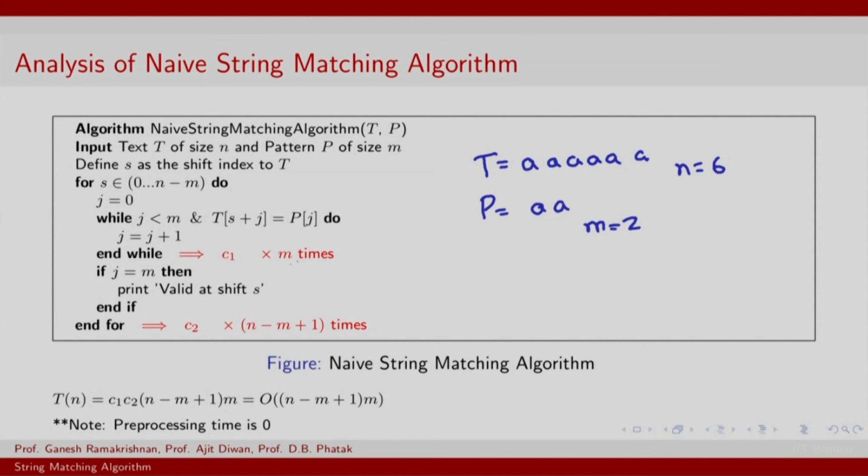So this will result in C1 times m in the worst case for each position S, and overall you will have to do this for every position in T, which is n minus m plus 1. So overall there are n minus m plus 1 into C2 calls overall, and this results in n minus m plus 1 times m overall complexity.